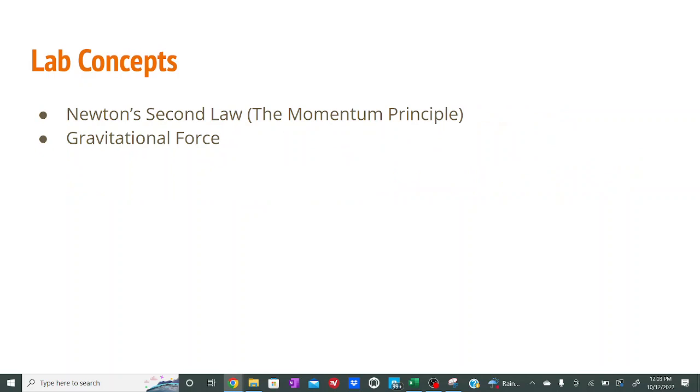With this lab, we mainly use two concepts: Newton's second law, which is the momentum principle, and the gravitational force. Newton's law is used in F net equals dp dt. F net is split into two components, parallel and perpendicular, and F net is equal to the sum of those components. The same goes for dp dt, which is equal to the sum of its parallel and perpendicular components. For gravitational force, we're just using the equation F equals G m1 m2 over r squared times r hat, and we are rearranging it so we can find m2.